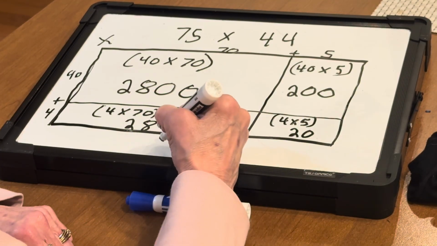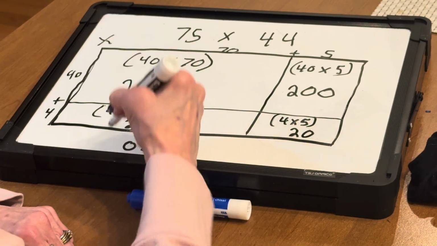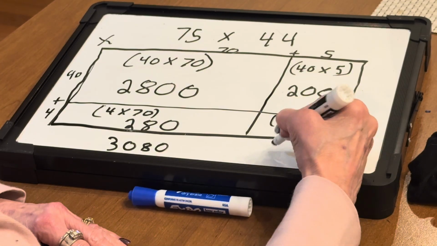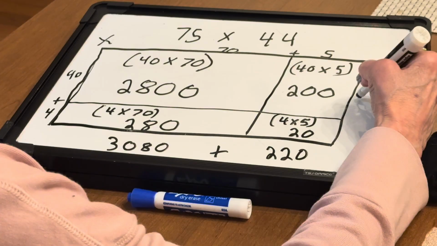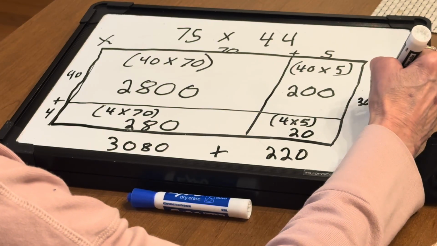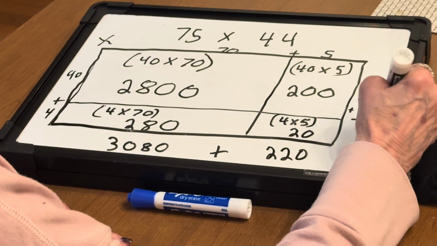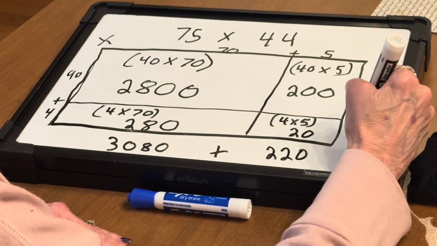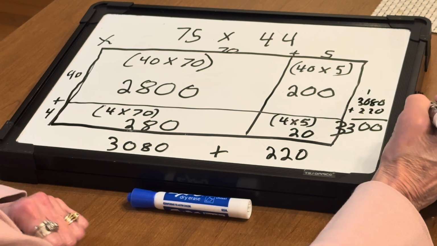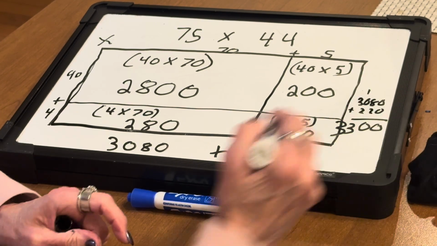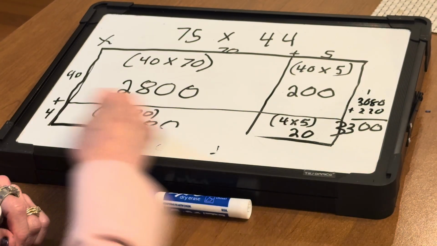So I'm going to add, and I have 0, 8, 2 plus 8 is a 10. I carry that 1, I have 3,080 plus 220. So if I add those together, 3,080 plus 220, 0, that's a 10, that would be a 3 and a 3. So 3,300. All right, so I think that's it for the area model.